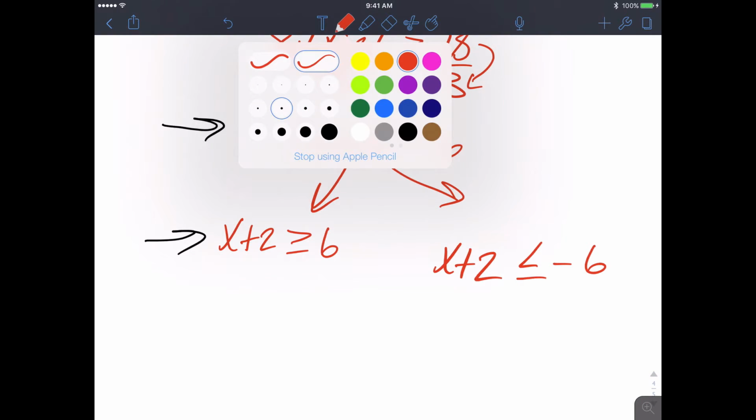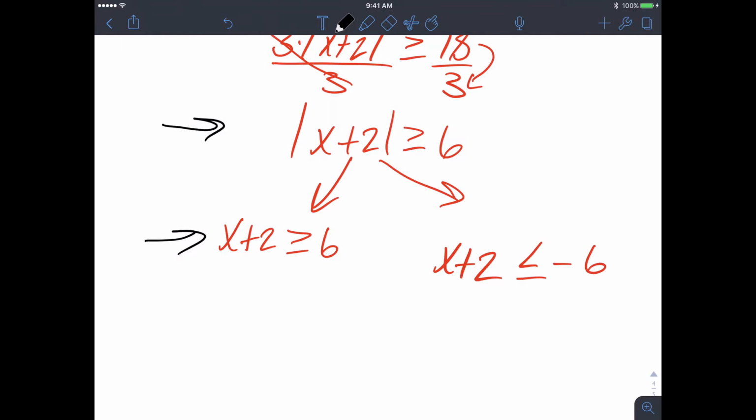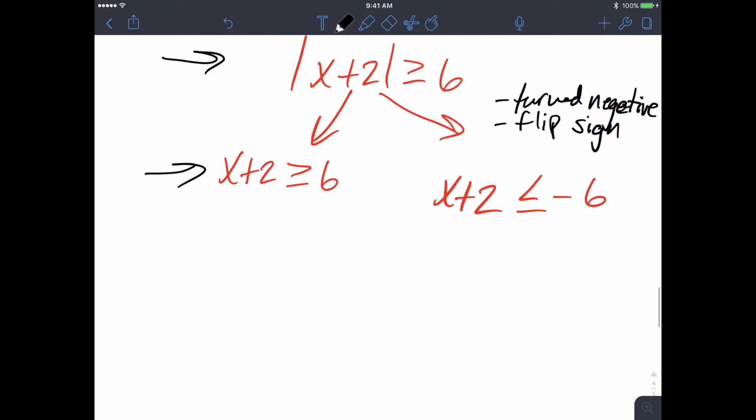Okay, key thing to emphasize right here is we flip the sign right here. Turned negative, flip sign. Okay, that's really important. If not, you're going to get all of these wrong. So just emphasize flip. Alright, now that we have that, we can go back to solving it.